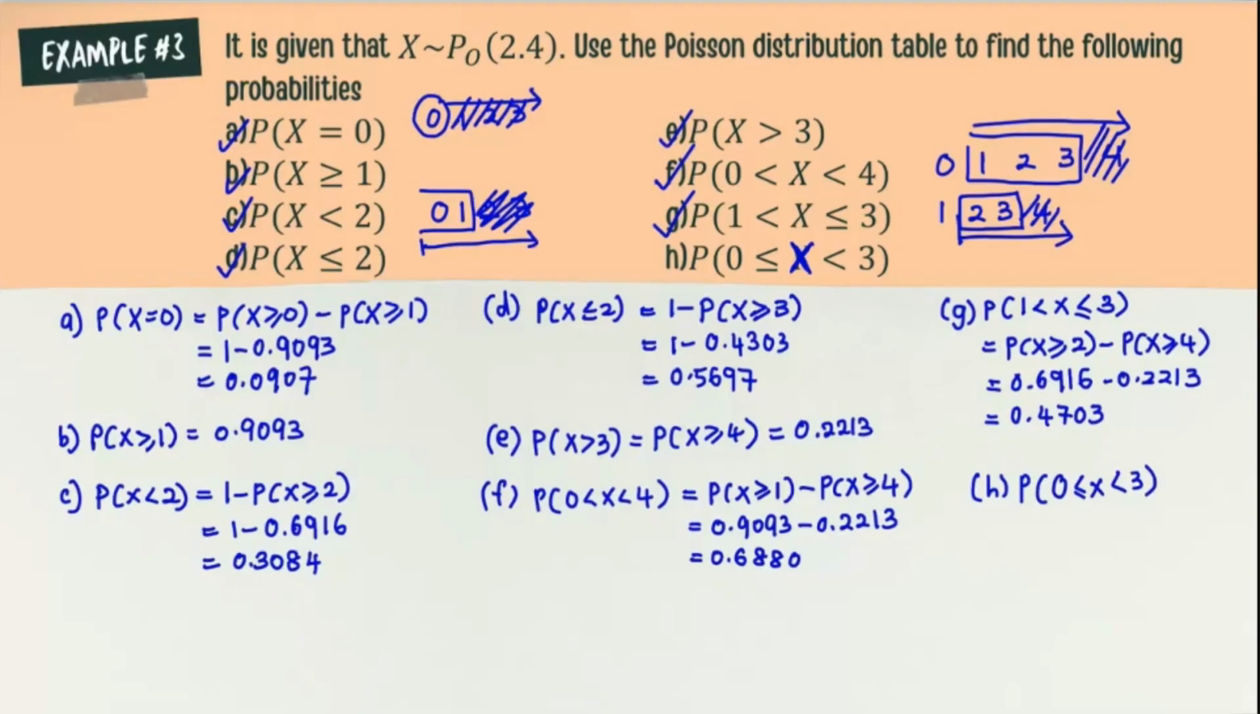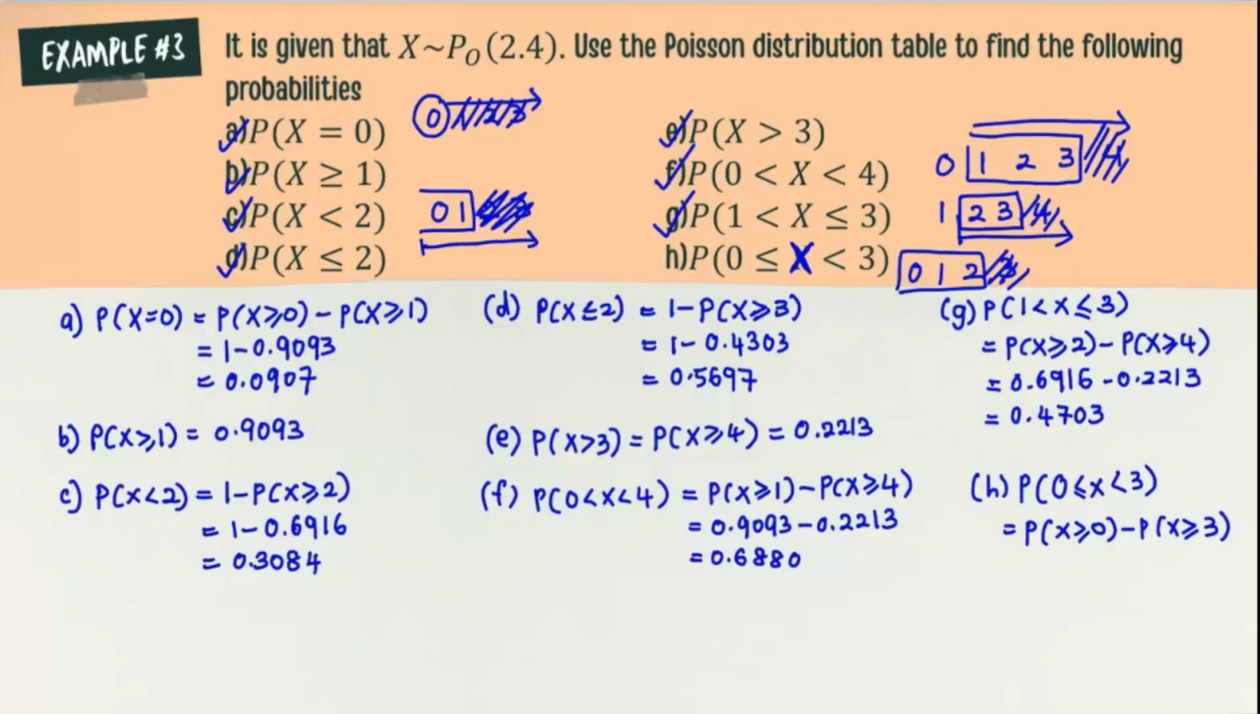And last sekali soalan H, P of 0 less than or equals to X less than 3. So this time mana? 0, 1, 2, 3. Kita nak kosong sehingga 2 sahaja. So dia akan jadi apa? Tadi greater than or equals to 0 adalah 1 kan? So saya buat dia sebagai P of X greater than or equals to 0 minus P of X greater than or equals to 3. Sebab kita tak nak 3, so kita buang dia.